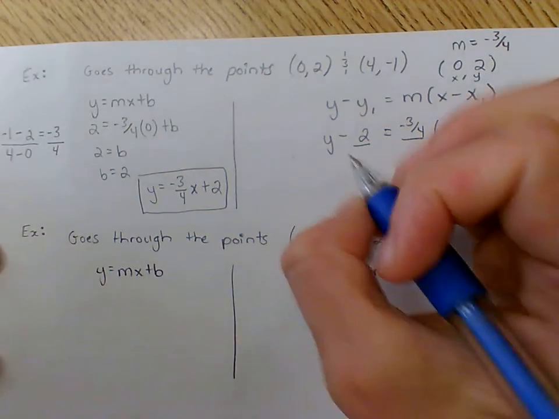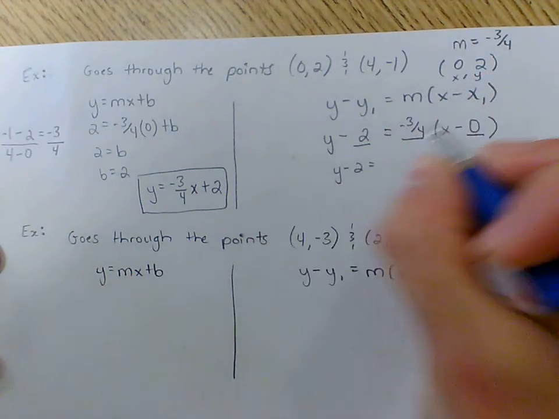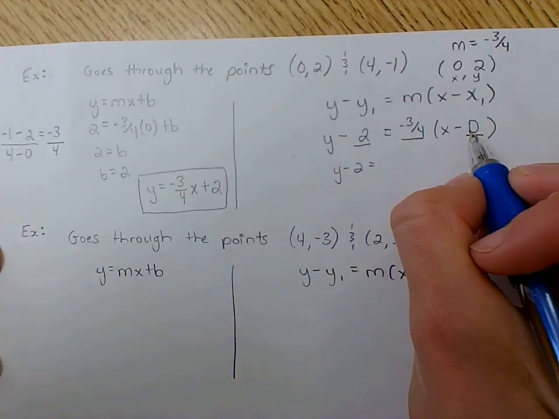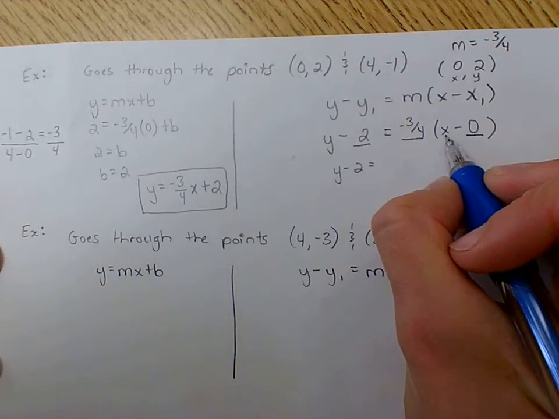Okay, then I simplify. So I've got y minus 2 equals -3/4 times x minus 0. Anything minus 0 is just going to be whatever you have, so that's going to end up being x.